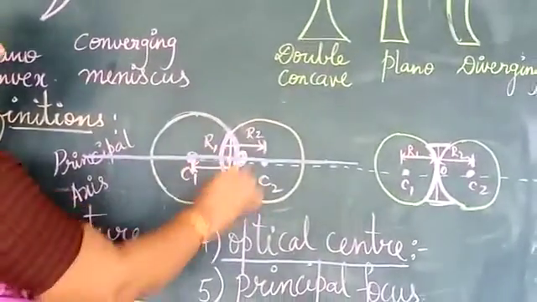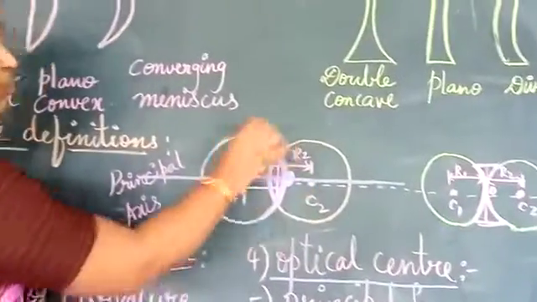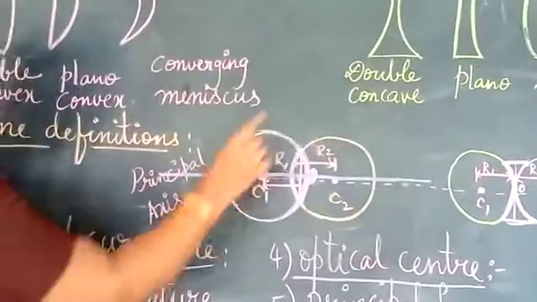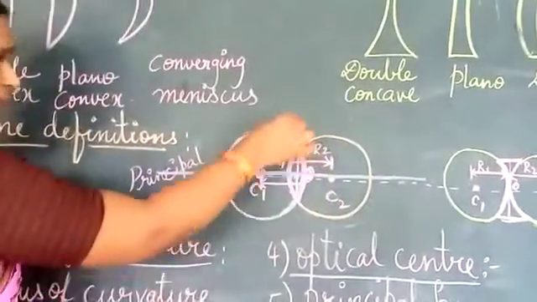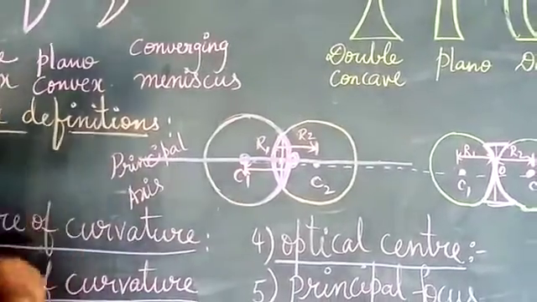Next you will be learning about ray diagrams. There you must always draw the principal axis, and you have to mention the optical center of the lens.